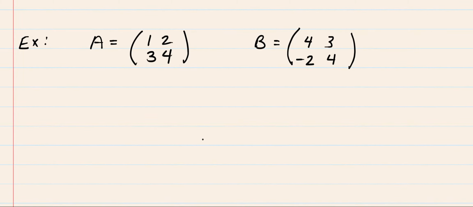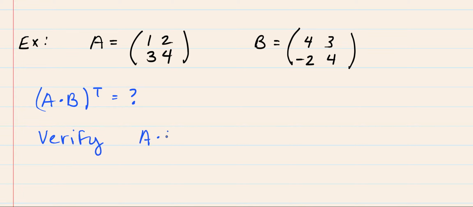So let's say we have these 2 by 2 matrices A and B. I want to find 3 things. I want to figure out what (A times B) transpose is, and I want to verify that (A times B) transpose is B transpose times A transpose. So I want to show that this is actually true.